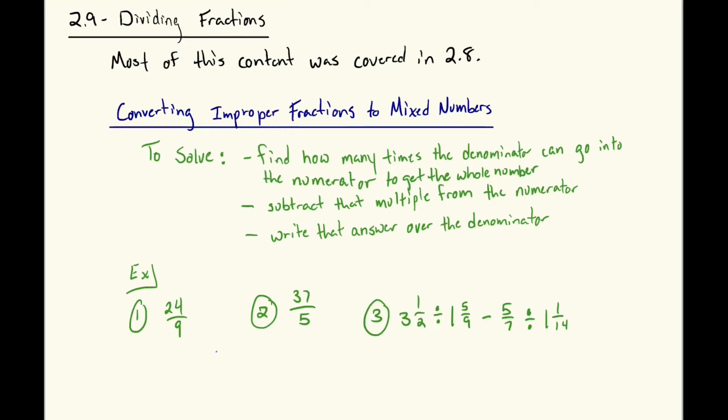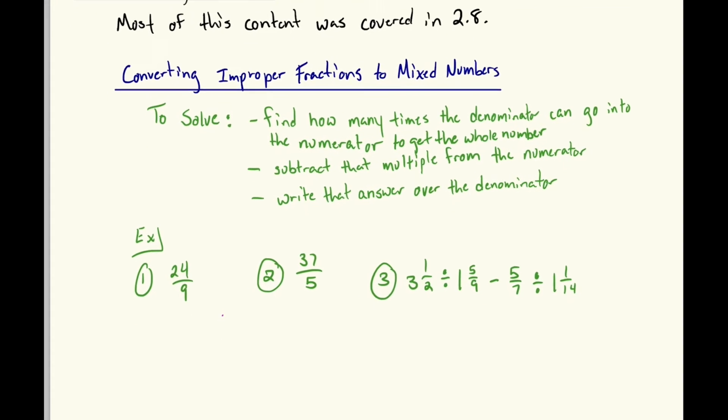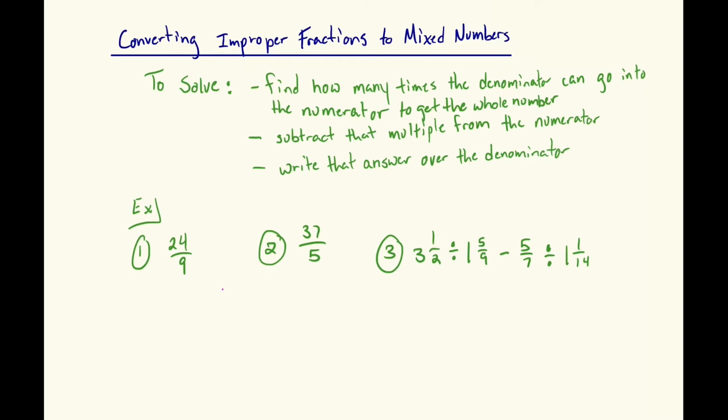So let's just take a look at some of these examples here. And how do we handle it and how do we solve it? So our first example is 24 divided by 9, right? So to start out, I need to think about how many times can 9 go into 24 without going over. So I have 9 times 1 is 9, 9 times 2 is 18, 9 times 3 is 27. Okay, that's too big. So it can go in 2 times without going over.